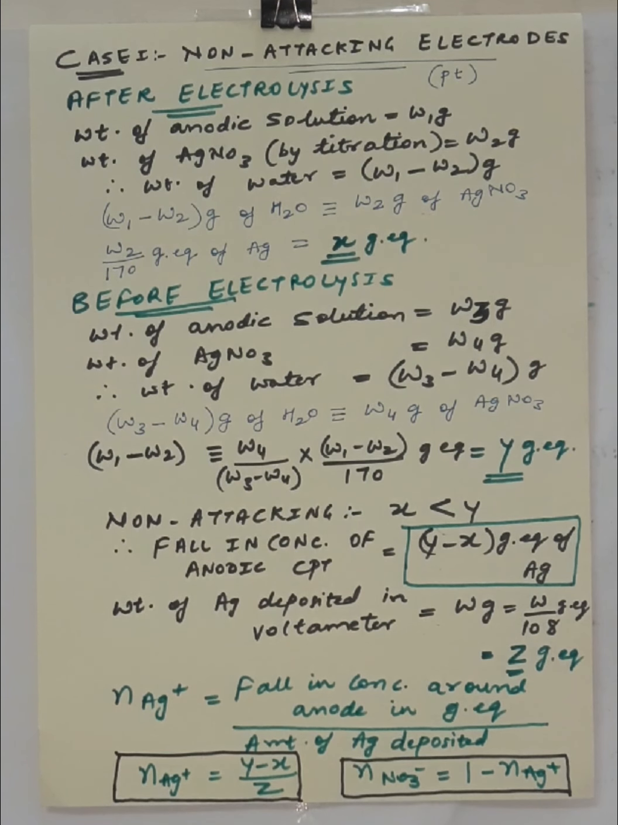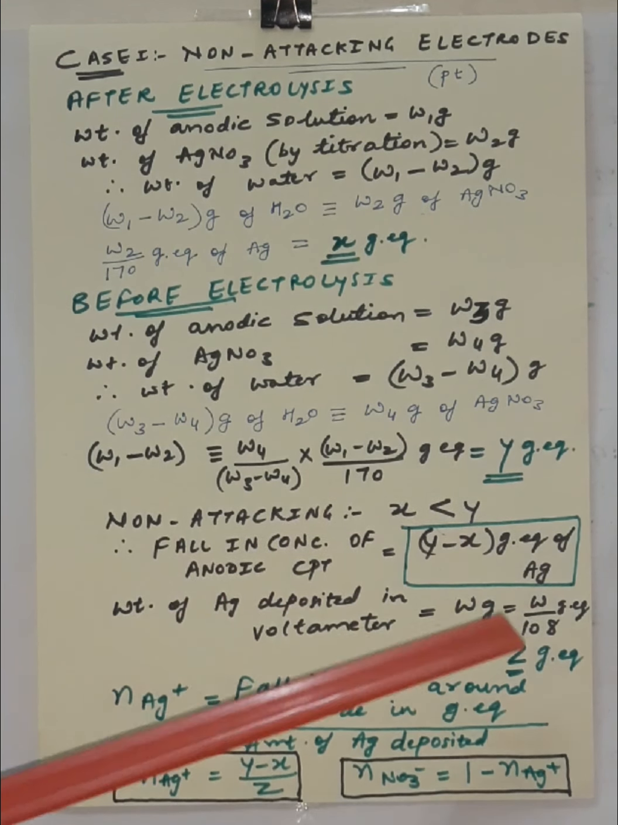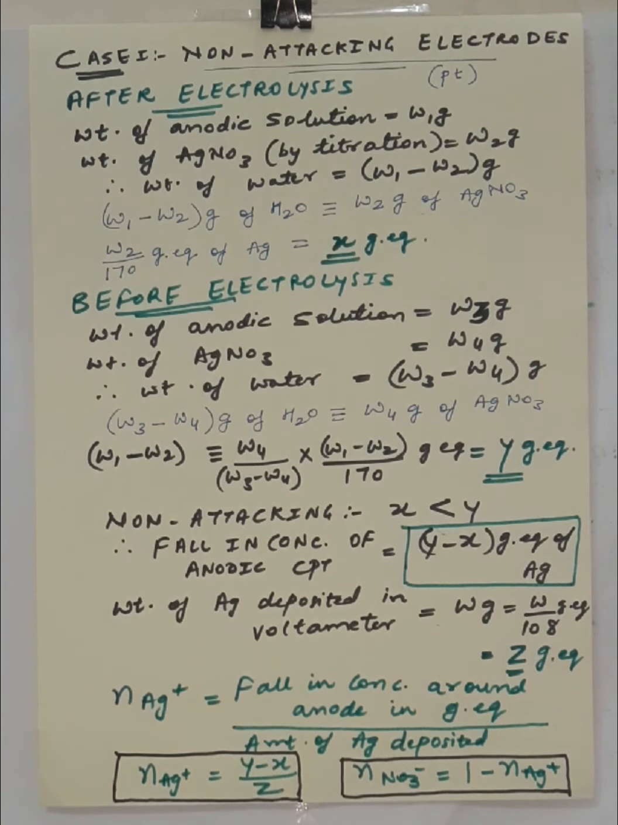Further, one more observation you need to determine here is the weight of silver which was deposited in the voltameter in the series. Say that weight of the silver deposited is W grams. Again you will convert it into gram equivalent, so you will divide it by the equivalent mass of silver. So that is W upon 108 gram equivalent. Say that value comes to Z gram equivalent.